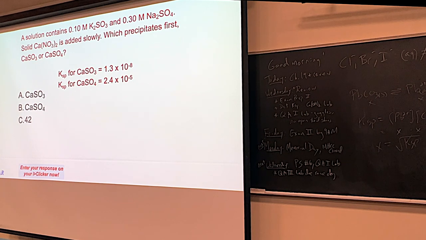But in theory, if we added the calcium in small enough increments, one of them would precipitate before the other one. And this question is basically asking that. Which will precipitate first, the calcium sulfite or the calcium sulfate? See if you can make even a guess which one you think would be the first to precipitate, i.e. which one is going to make a solid before the other one does, if you add the calcium in small enough values.